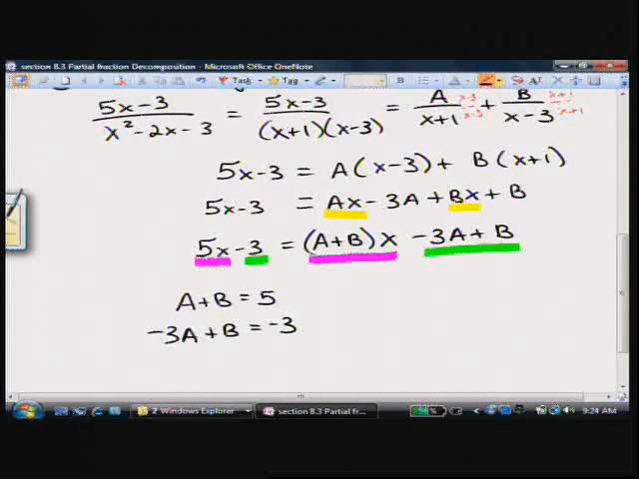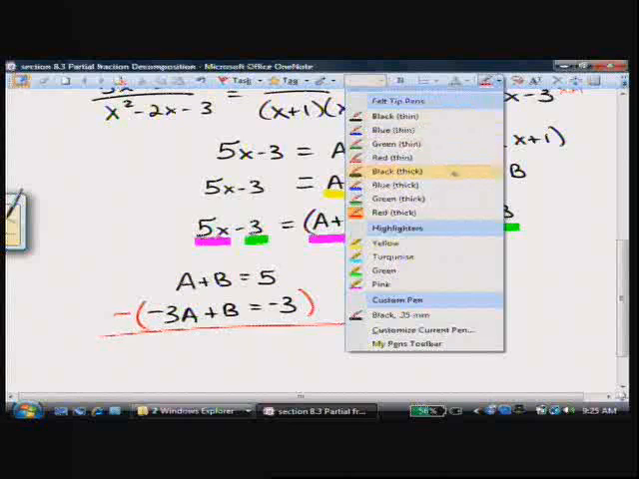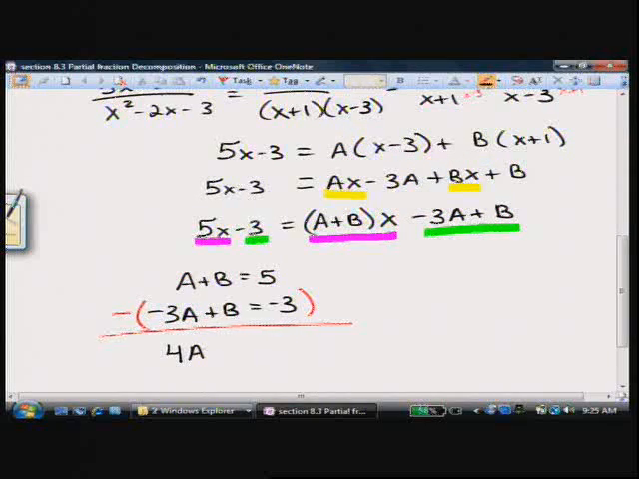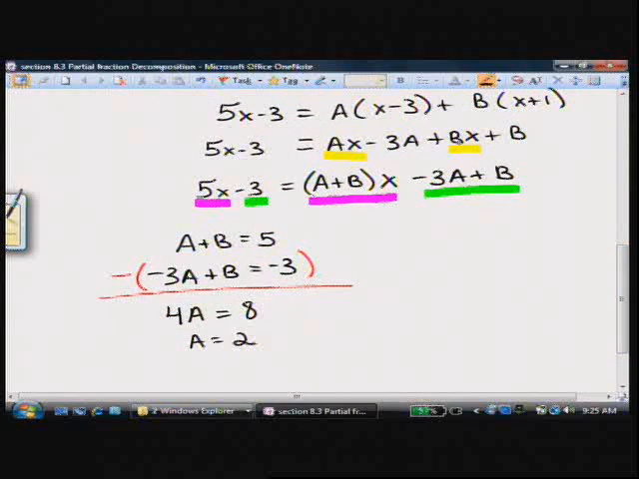But if you were to subtract this equation from that one, the negative would distribute through and your b's would cancel. Do you see that? Because you would have b minus b. So you would have a minus negative 3a, which is 4a. And then you have b minus b, which goes away. Your whole idea is you want to eliminate one of the letters. And then you have 5 minus negative 3, which is just 8. And so you can see that a is equal to 2.